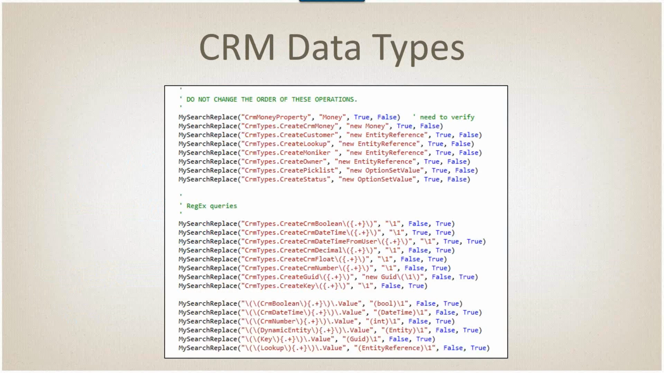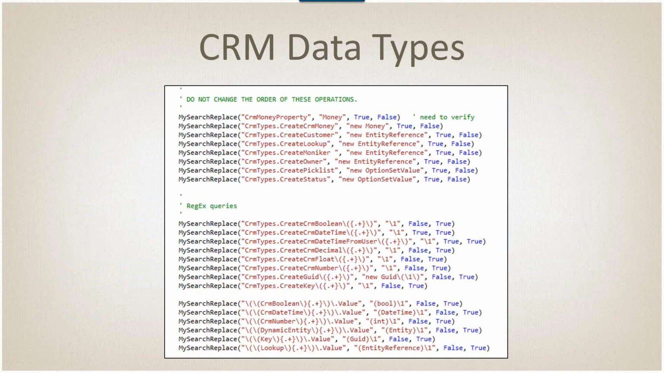Here's part of the macro system I developed to do the conversions. Here is an example of what we're actually converting. The stuff on the left-hand side is what we're converting from, and then what we're converting to. So things like CRM money property converts to a money, CRM money converts to a new money, et cetera. The first group there is straight text conversion. The second group uses a regex value to do stuff. But this is the kind of thing we're actually converting from and to. Again, it's a lot of manual labor.